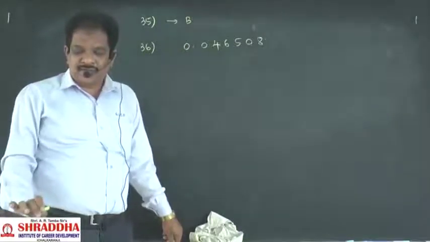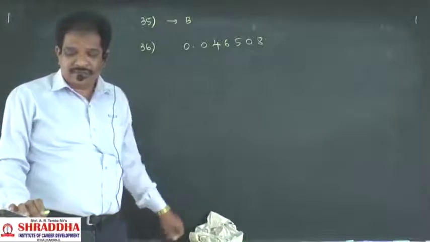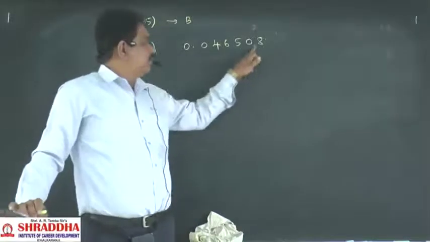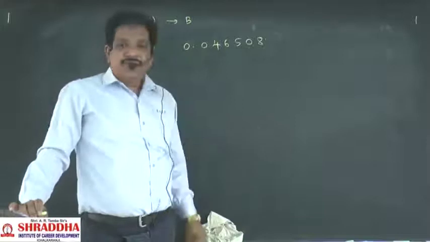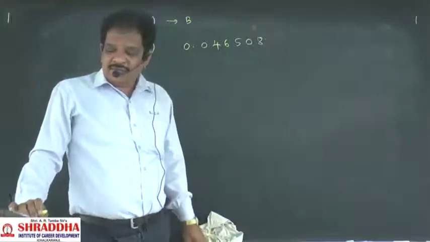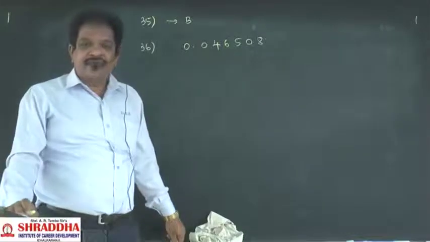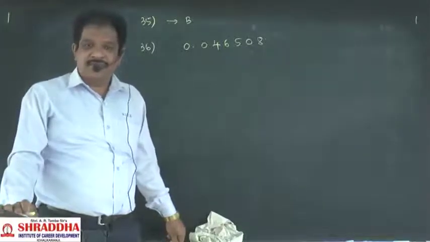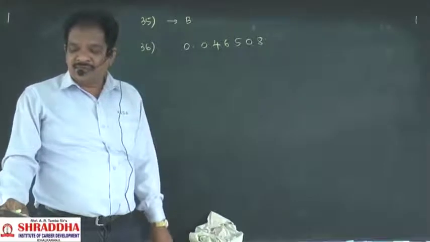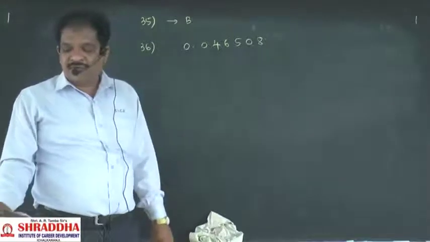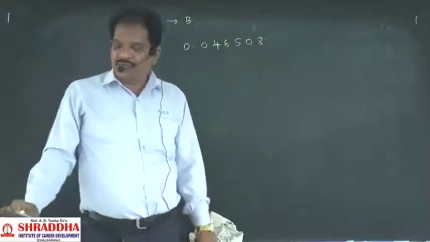0.046508. How many significant figures does it have? It will have 5 significant figures. If it is reduced to 4 significant figures, observe the options: the first option will have 3, the second option will have 5, and C and D will have 4 only.